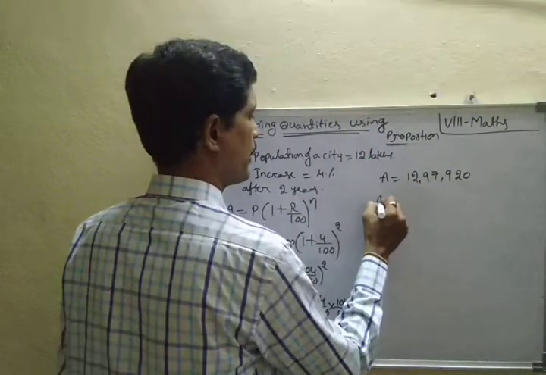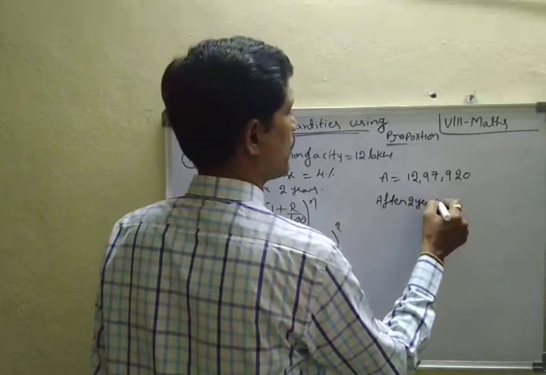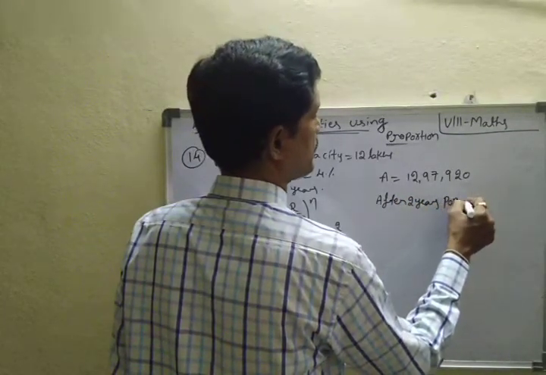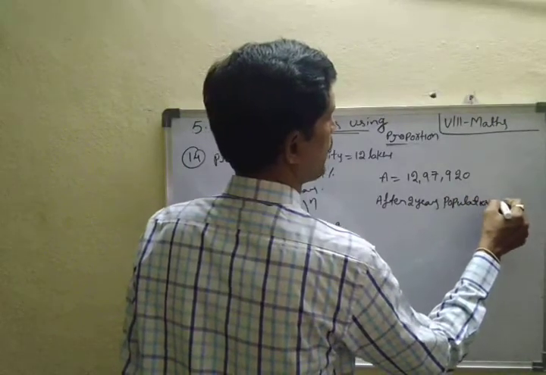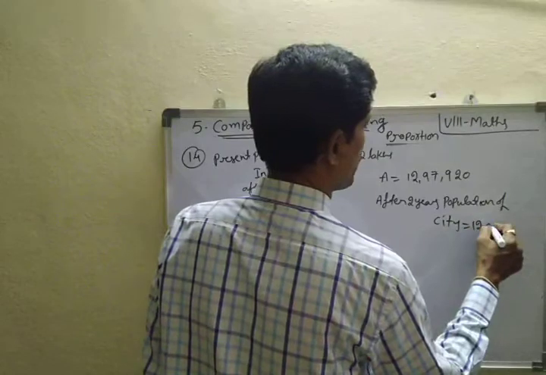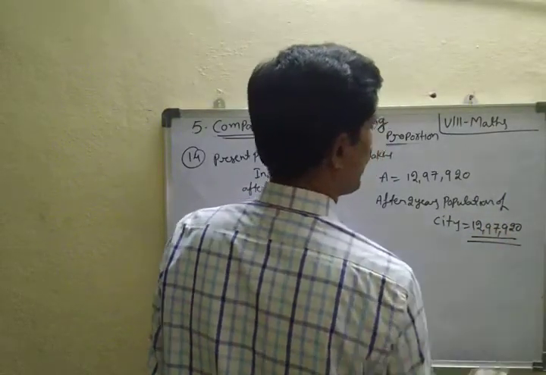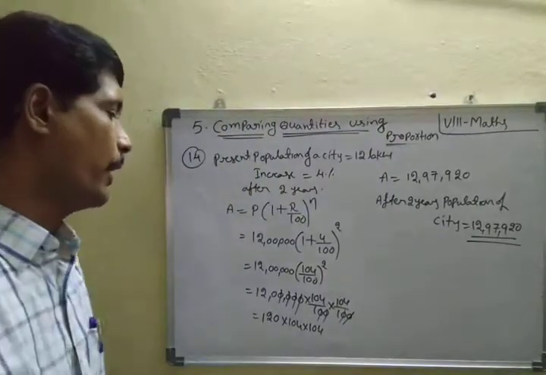Therefore, after 2 years, the population of the city equals 12,97,920 members. Okay.